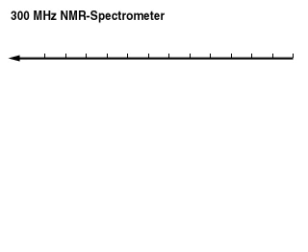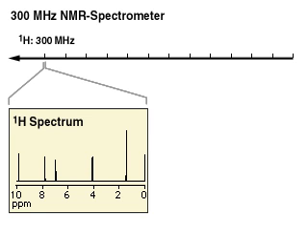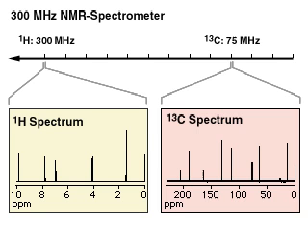In a 300 MHz NMR spectrometer, proton resonances occur near 300 MHz. Carbon-13 resonances on the same instrument occur near 75 MHz. Because of this large separation, we can observe carbon-13 and hydrogen without interference from each other.